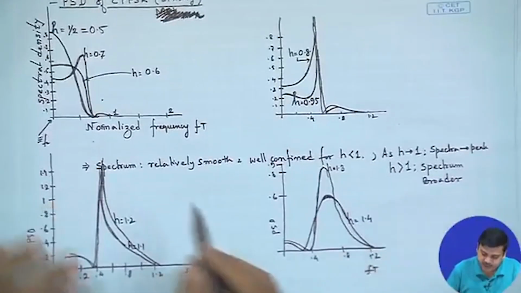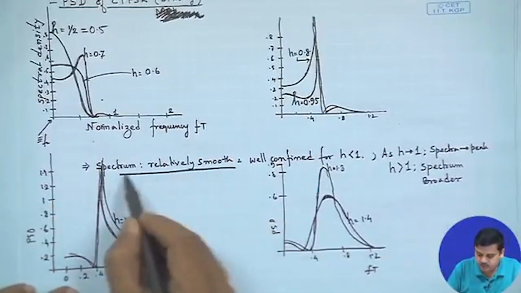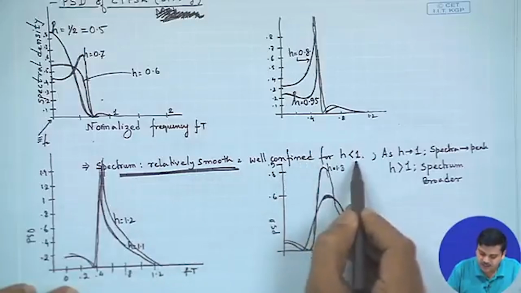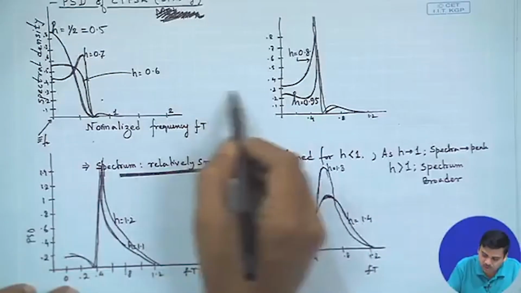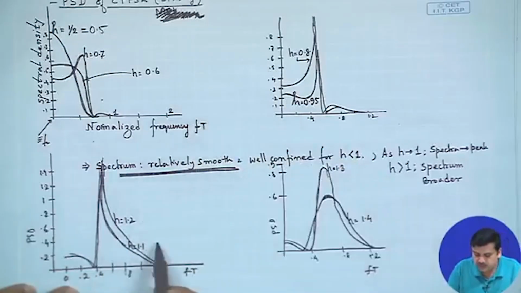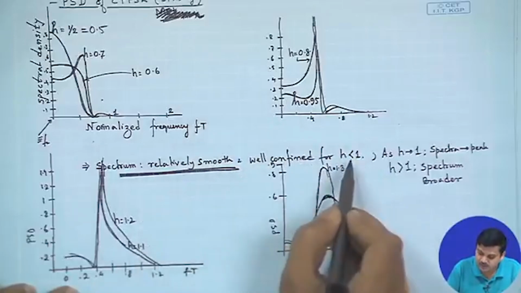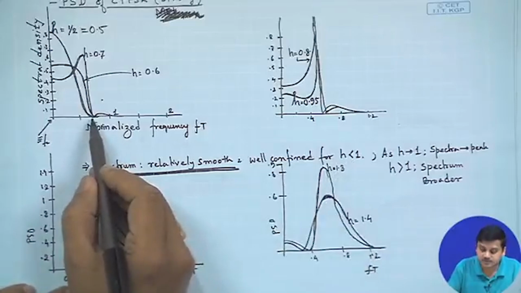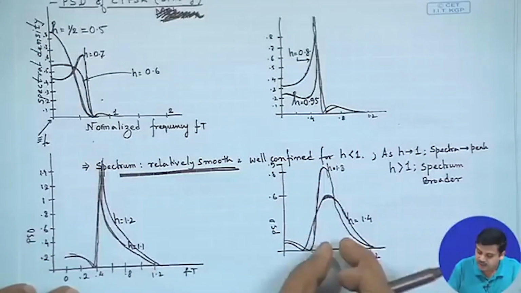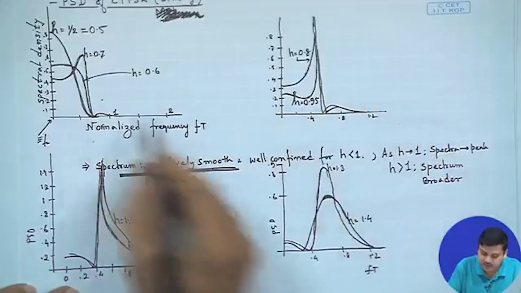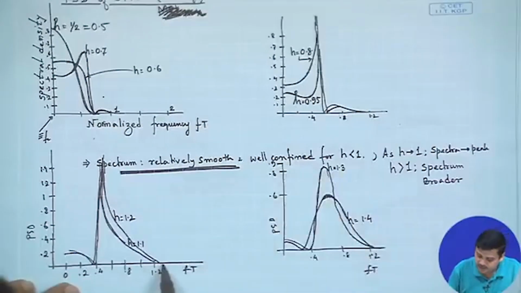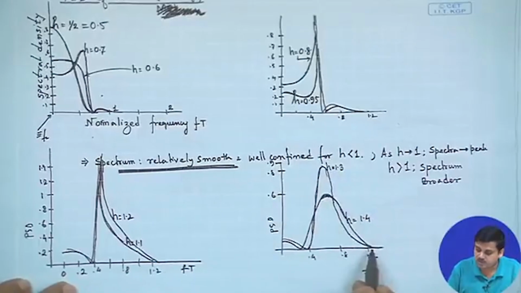CPFSK is that the spectrum is relatively smooth, and it is well confined for H less than 1. So, H less than 1 are all of these values. Here it is more than 1, right. So, if you keep H less than 1, you are more or less quite confined in spectrum, whereas as you increase H, it becomes broader, right. It stretches, this one increases, there you see the stretch over here, it stretches there and there and so on and so forth, right.